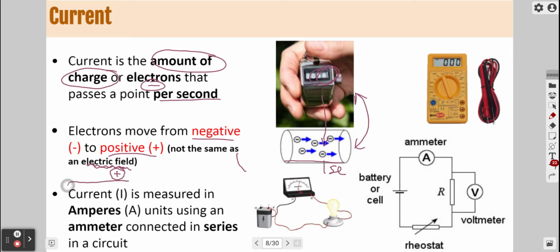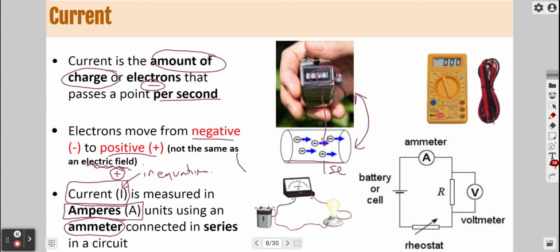Current, though, is represented by an I, a capital I. So if you see it in an equation, a capital I stands for, or represents, current. But the units of current are amperes, or capital A, amps. All right, and we use an ammeter. Well, this is good. An ammeter to measure current.